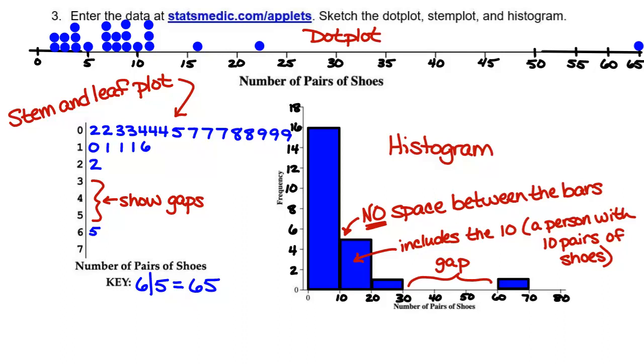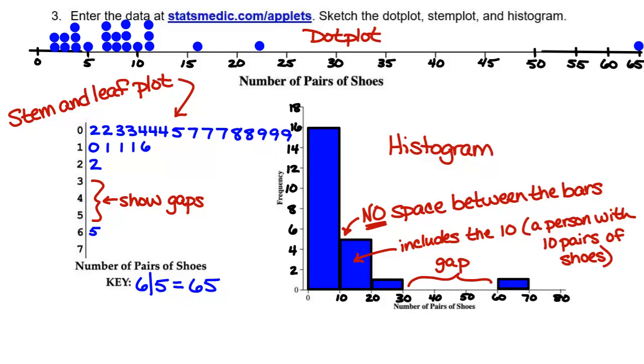I can see the same kind of thing when I'm looking at my stem and leaf plot. I see that most people have somewhere between 10 and 20 pairs of shoes. Same kind of thing here with my histogram. I get a lot of information. I know where most people in this group are very quickly at a glance.